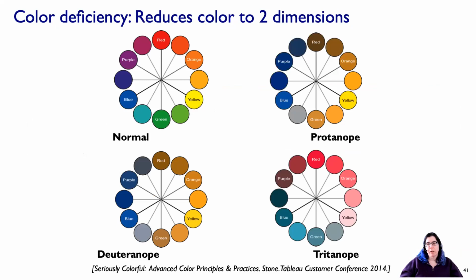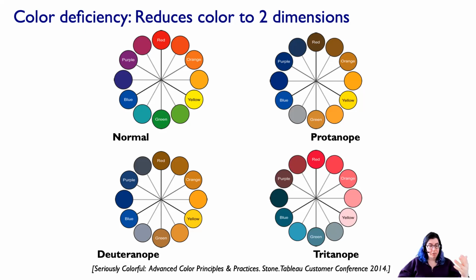So really, the way you might want to think about this is that color deficiency or color blindness reduces color from a sort of three-dimensional space to really more of a two-dimensional space for those people. So you can think carefully about, does it matter for the task that you're doing? Are you going to worry about that for the audience?